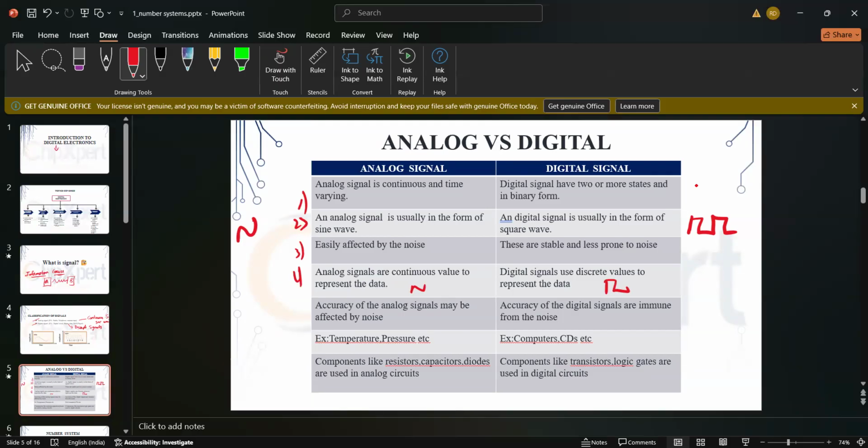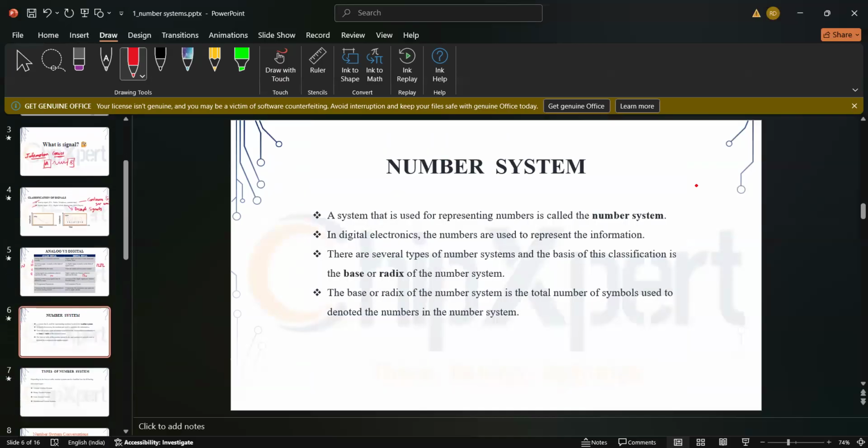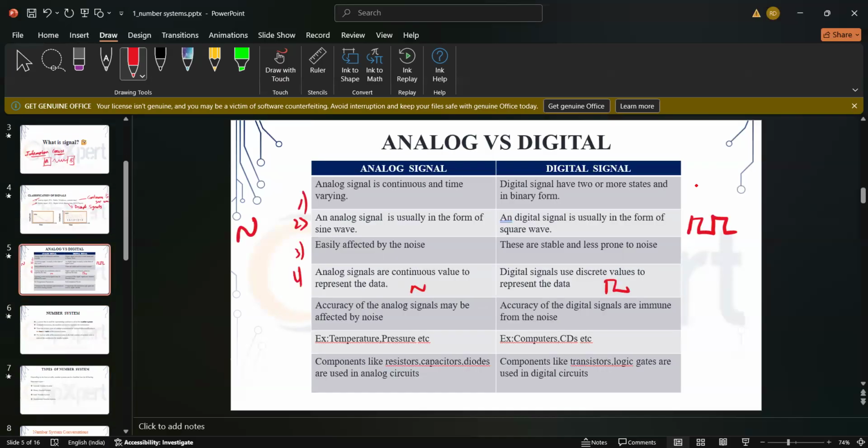The examples of analog signals are temperature and pressure, and also frequency, which is in the form of sine waves. Temperature and pressure are the best examples of analog signals, and computers and CDs are examples of digital signals. Resistors, capacitors and diodes are used in analog circuits, whereas transistors and logic gates are used in digital circuits. So this is all about analog and digital circuits.